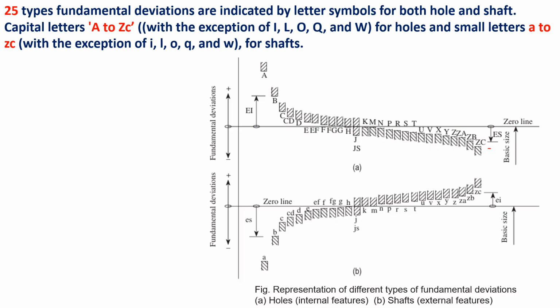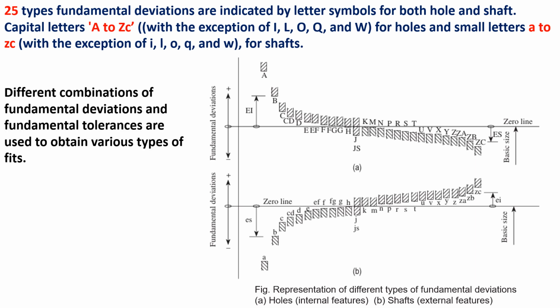Similarly, we have to observe the diagram below. By observing diagram B, this is the fundamental deviations for the shaft. Here observe the fundamental deviations, that is small a to ZC for the shaft. It is varying with respect to the zero line. Different combinations of the fundamental deviations and fundamental tolerances are used to obtain the various types of fits. So depending upon the type of fit, we have to choose different combinations of the deviations as well as the fundamental tolerances.